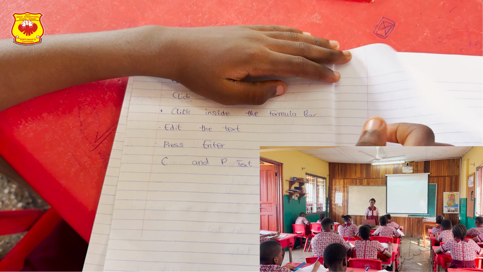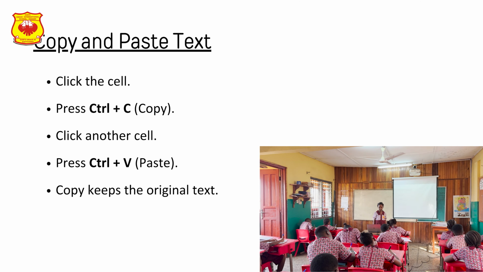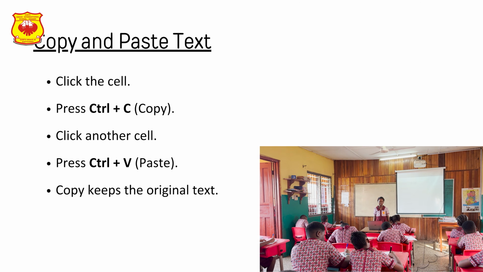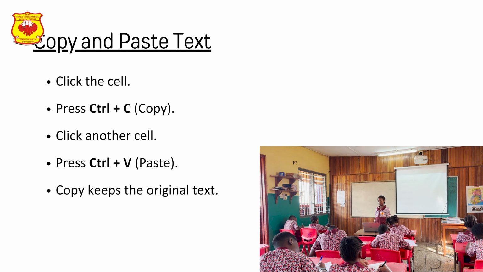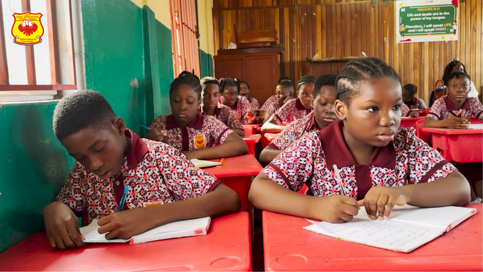Copy and paste text. Click the cell. Press Ctrl C to copy. Click another cell. Press Ctrl V to paste. Copy keeps the original text.